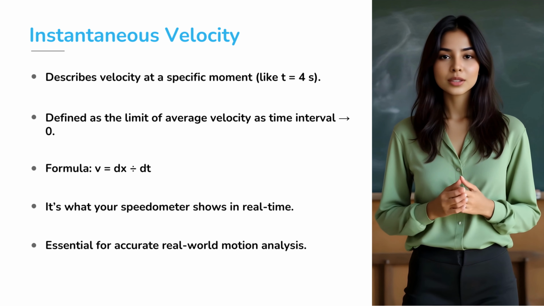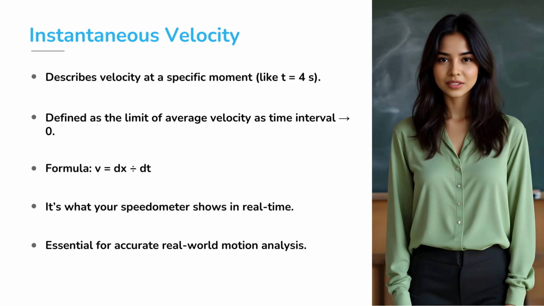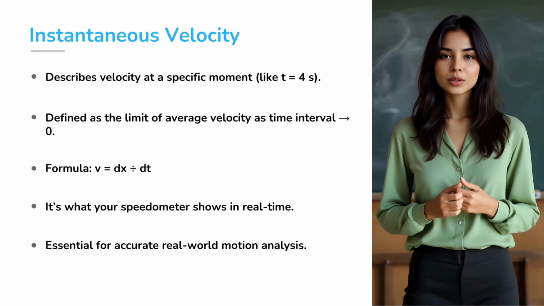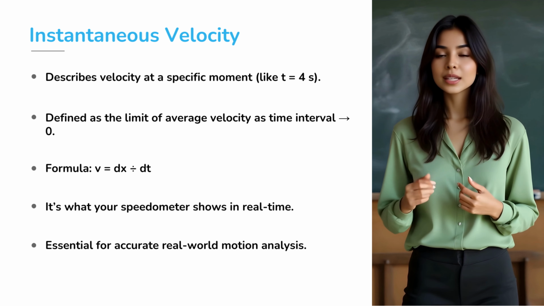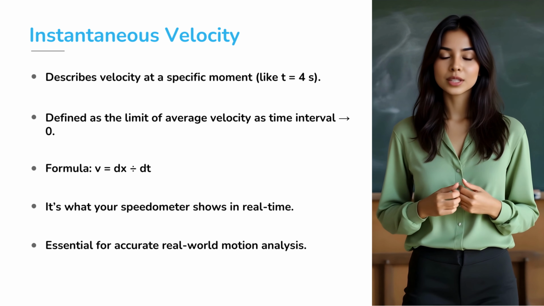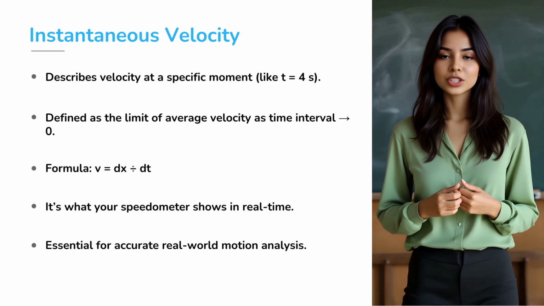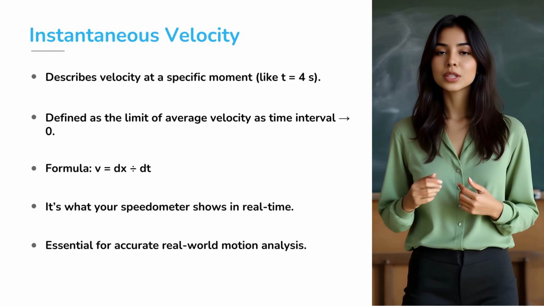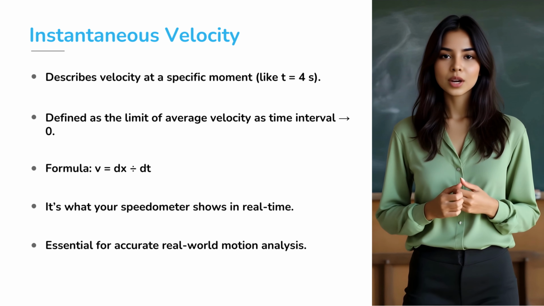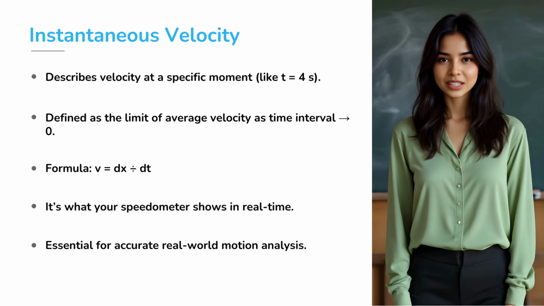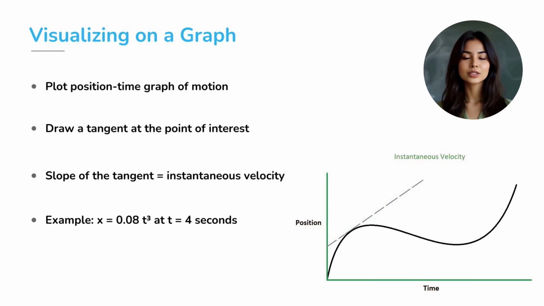It's defined as the limit of average velocity as the time interval shrinks smaller and smaller, approaching zero. Mathematically, it's written as velocity v equals the derivative of position x with respect to time t. This is what your speedometer actually shows, not your average speed, but your speed right now, at that instant. Want to see instantaneous velocity?